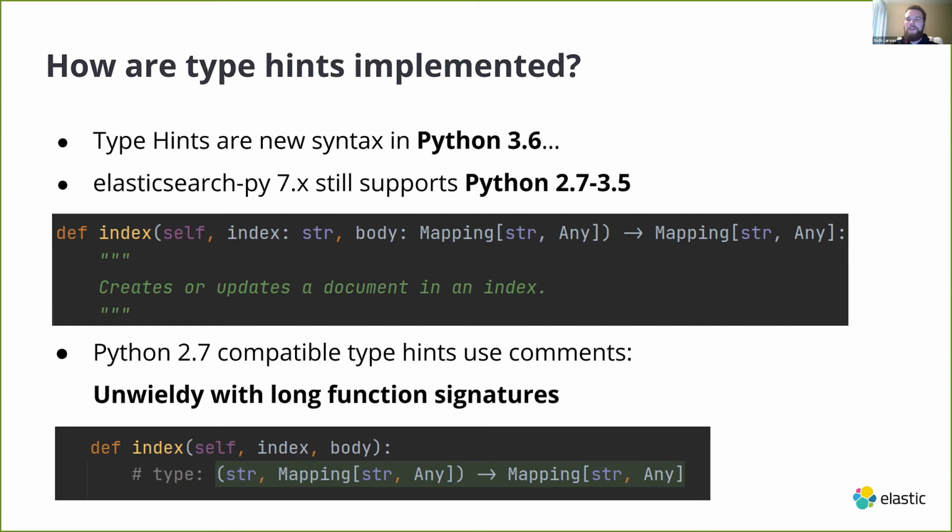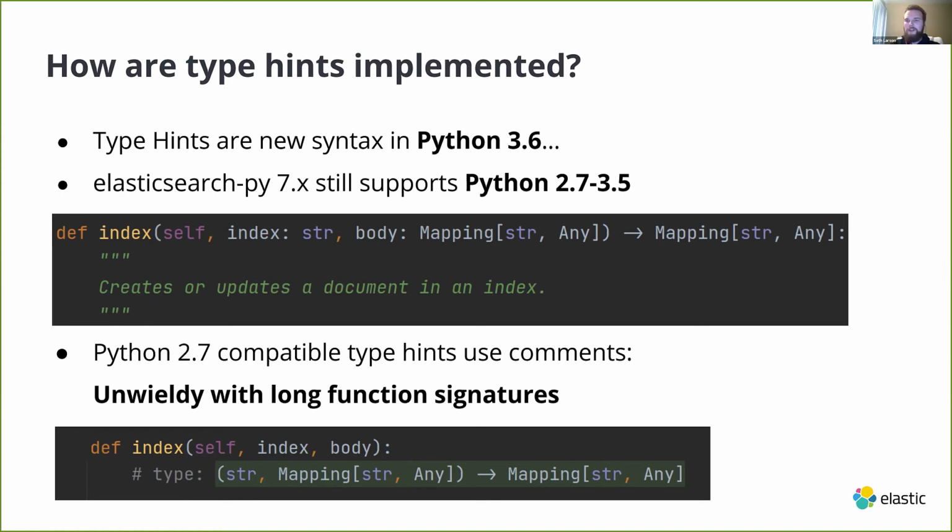So how can we support all of those same Python versions, but still ship type hints? There is a way to do it with comments specifically. The Python 2.7 compatible form has this comment, type, where you say type and then rattle off all the types, and then you use the arrow, same thing.